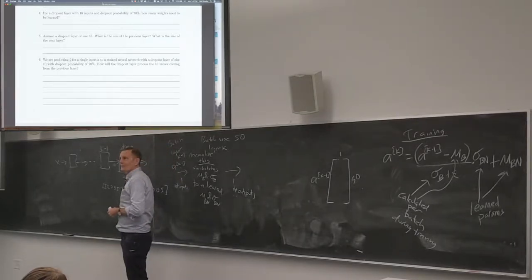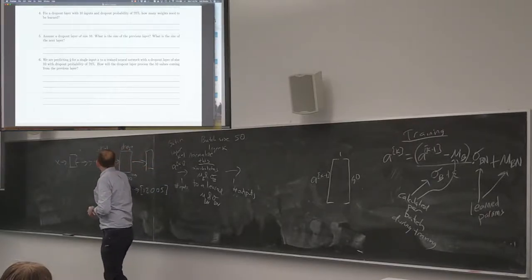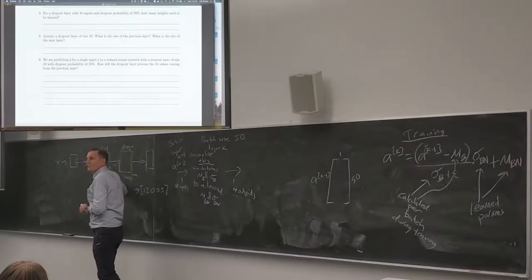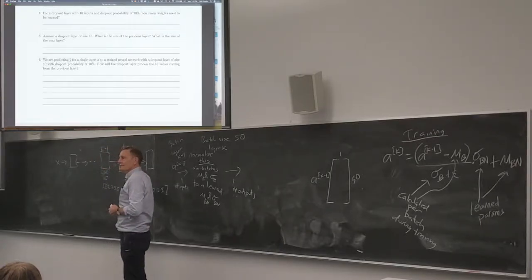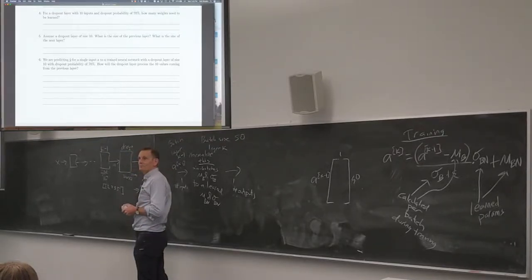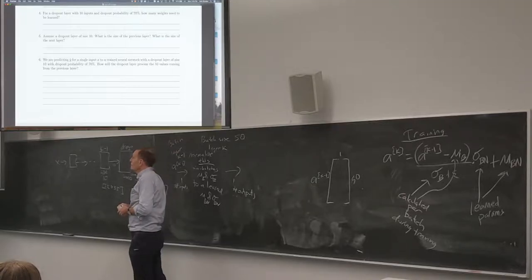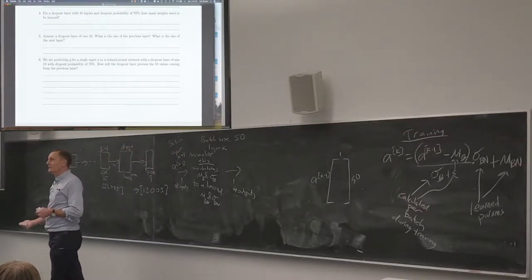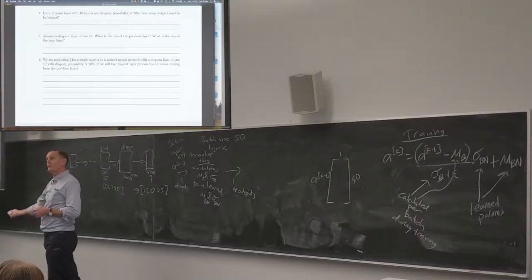So the output is still size 10. There are 10 outputs. This size is whatever. Depends what this layer is, how big it is, what it does. So, no weights to be learned. Previous layer size 10, next layer, whatever.